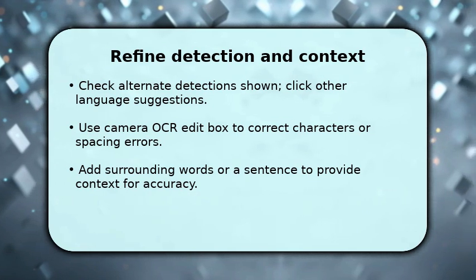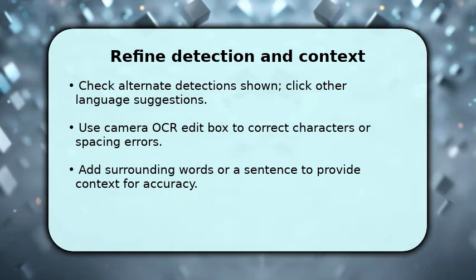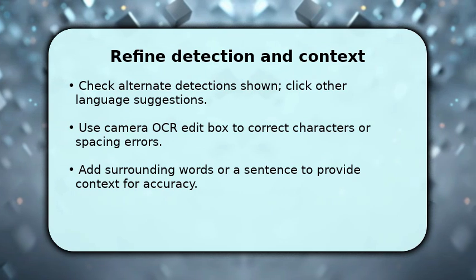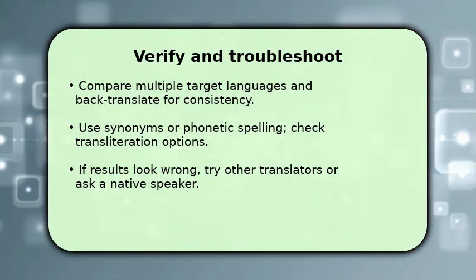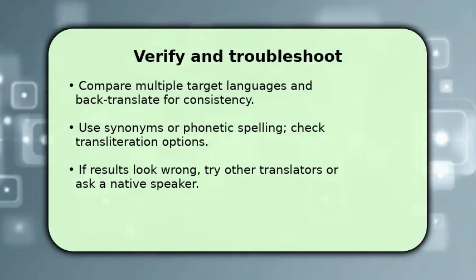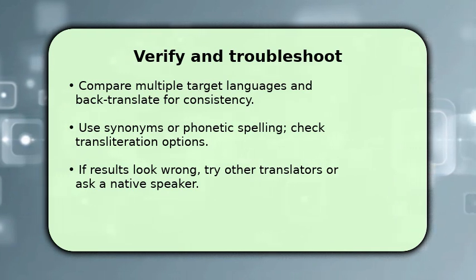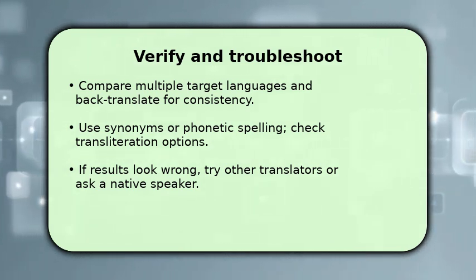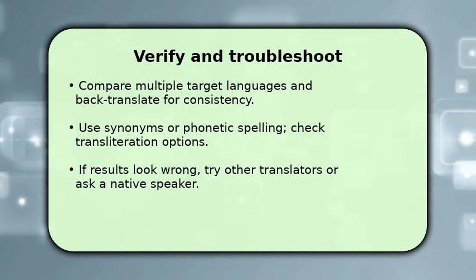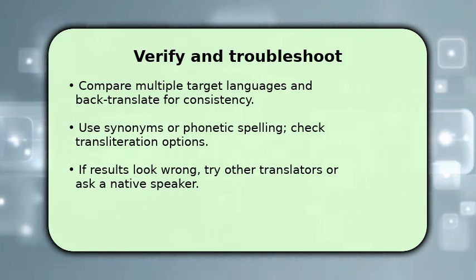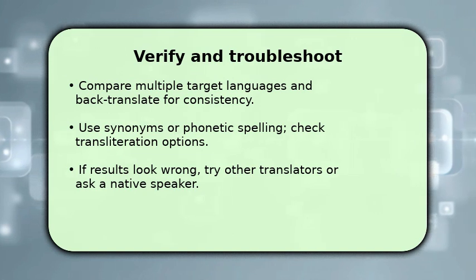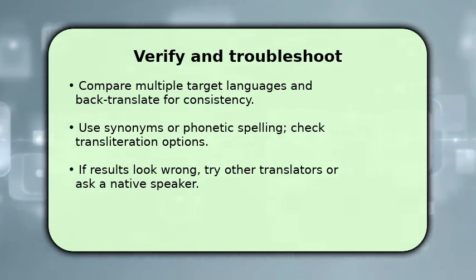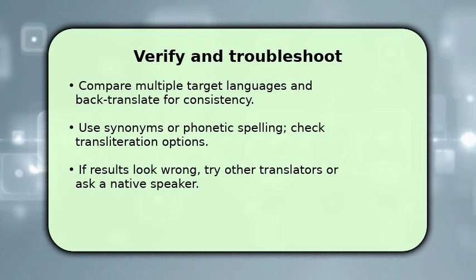Finish by verifying and troubleshooting the result. You should back-translate the chosen output into the detected source to check consistency. If it flips to nonsense, try a different target language or phrasing. For proper nouns or slang like Sprunki, enter phonetic spellings or synonyms and inspect transliteration suggestions. If translations remain ambiguous, use another engine or reach out to a native speaker for confirmation.